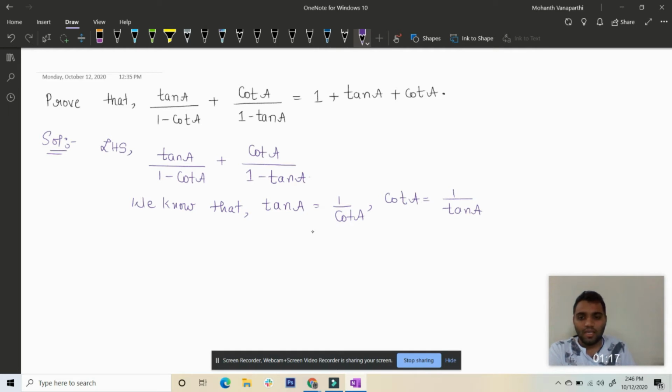Let's make the given expression in terms of tan. In order to do that, I am substituting cot A is equal to 1 by tan A in the above expression. If I do that, I will get tan A divided by 1 minus 1 by tan A plus 1 by tan A divided with 1 minus tan A.